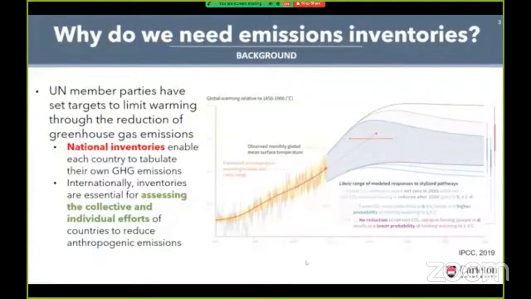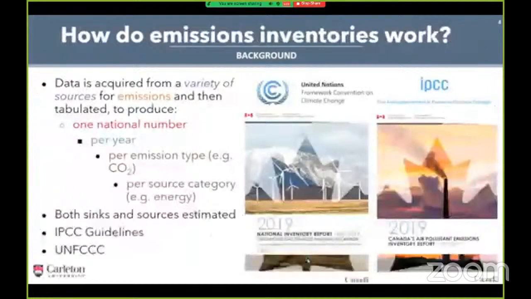So why do we need emissions inventories? Well, we know that global warming is occurring and it is related to anthropogenic emissions. So national inventories enable each country to tabulate their own greenhouse gas emissions. Then internationally, we can bring this information together and assess how we're doing collectively, but also look at individual efforts and see where we need to improve. So greenhouse gas emissions are aimed at helping us reduce our anthropogenic emissions over time.